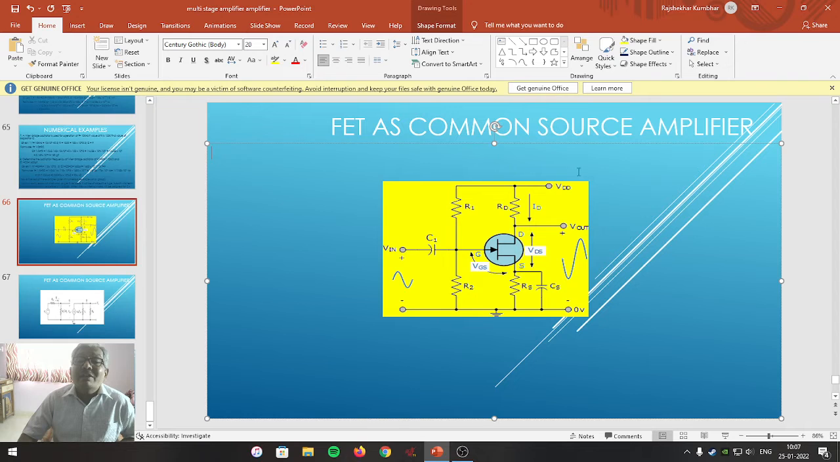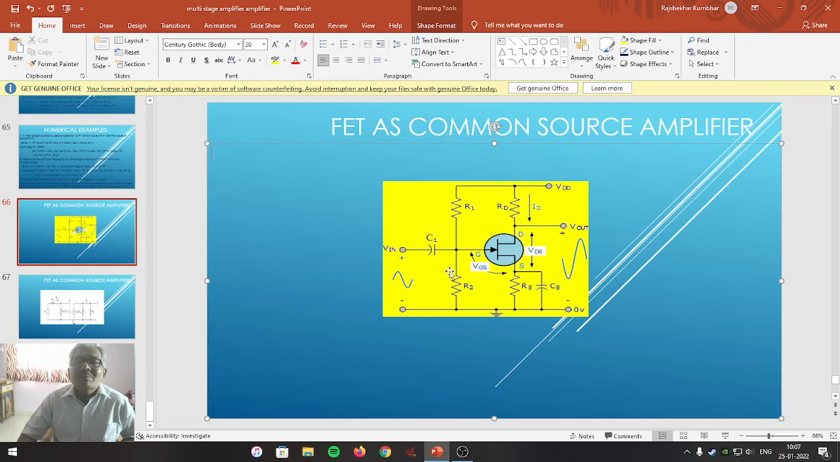That biasing supply is provided in the form of power supply VDD, along with the combination of R1 and R2 connected in the circuit diagram, which forms the voltage divider arrangement. Its job is to adjust the operating point of the FET exactly at the center of the load line so that the FET is made to operate as a faithful amplifier.